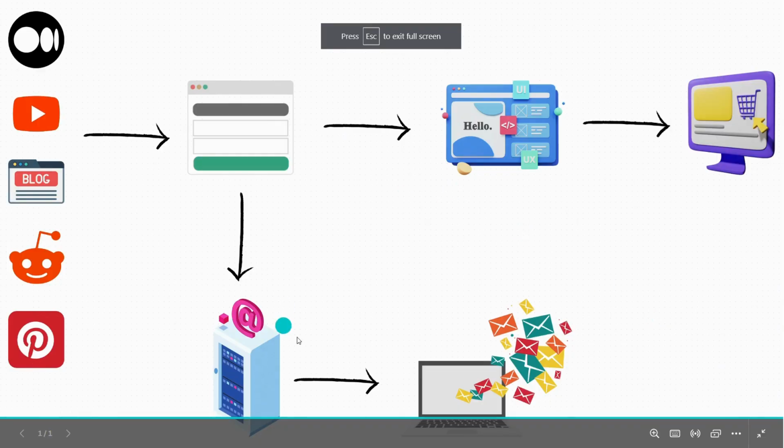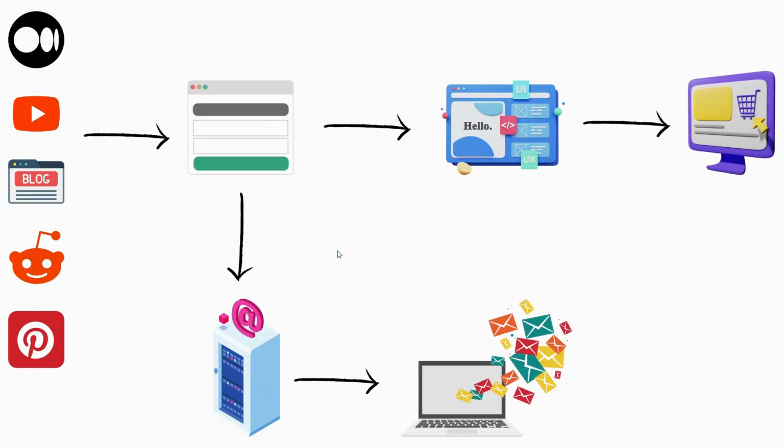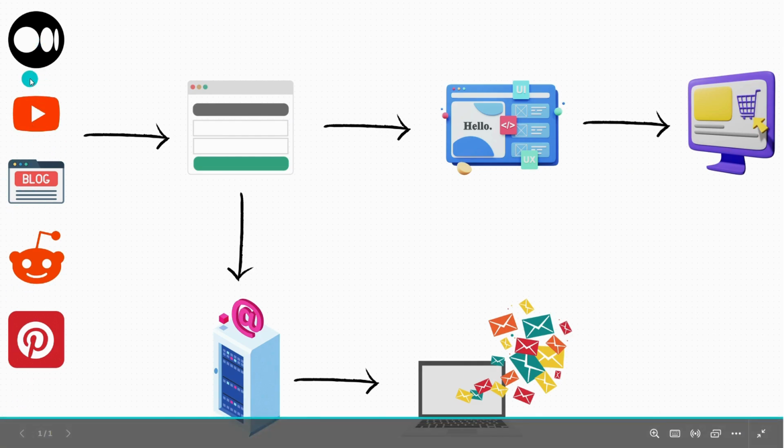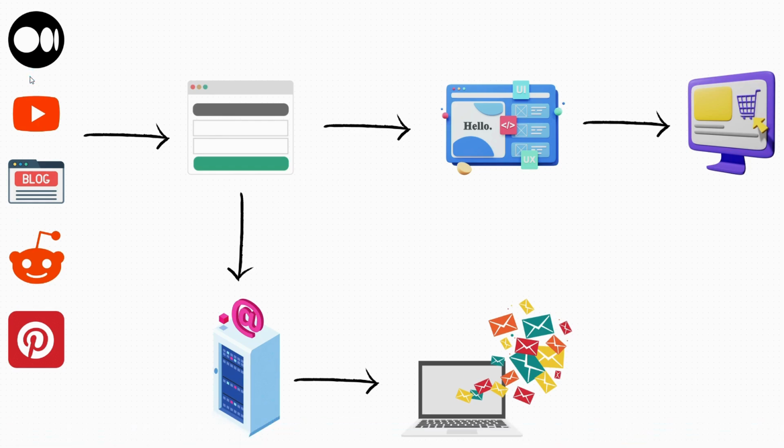Okay, now let me walk you through my affiliate marketing strategy. As you can see, these are all my traffic sources. First, we have Medium, where I am a regular writer. I also have other platforms like my YouTube channel, which is my other YouTube channel, my blog, Reddit, and Pinterest. These are the platforms from where I redirect an audience to an opt-in page. On the opt-in page, I offer something free and valuable, like a guide, ebook, or course. When people submit their email addresses, they enter my sales funnel.